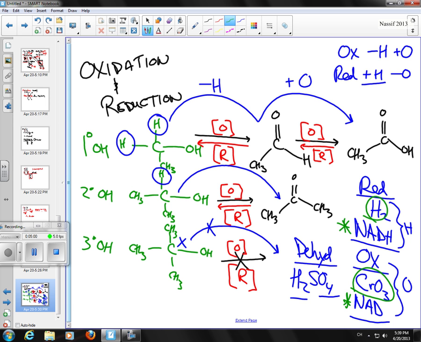So for example, in the body, we can only convert a primary alcohol to an aldehyde, whereas in the lab, we can go directly from the primary alcohol through the carboxylic acid.